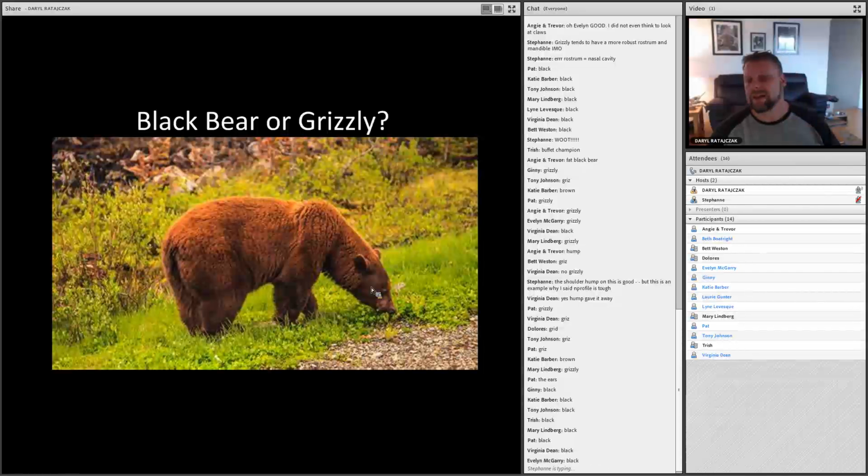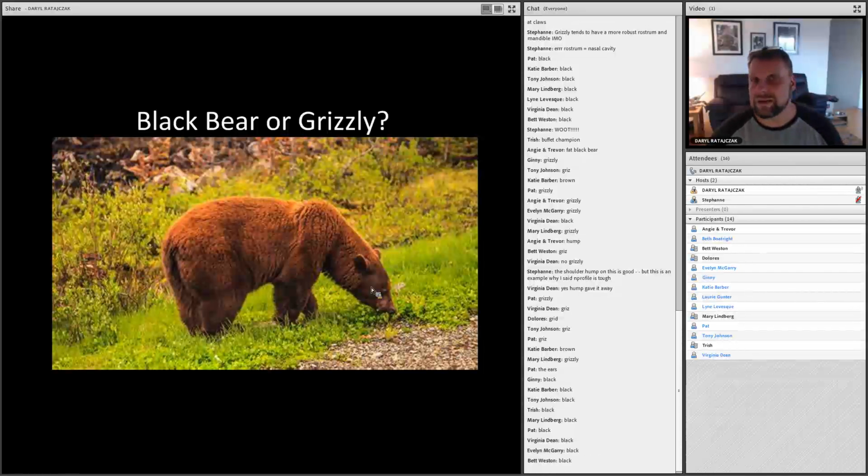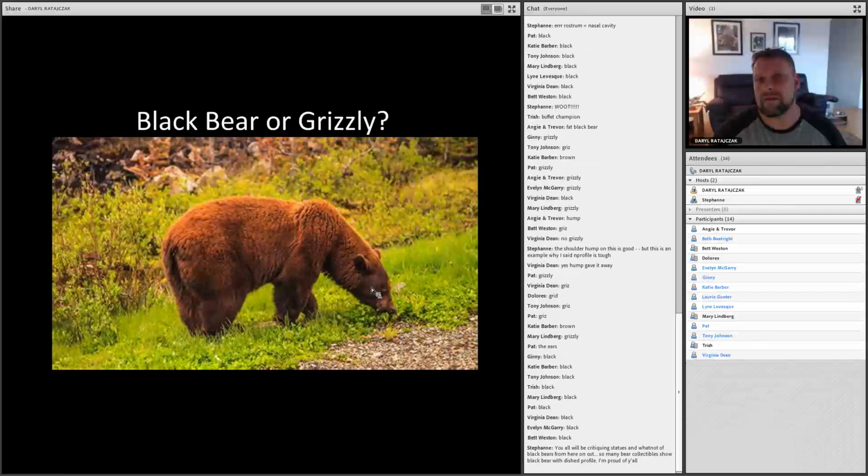Very good. This is a black bear. Now, it does look like this bear has a hump, but understand when a bear has its head down in that position, it's going to over exaggerate its shoulder. And oftentimes that's what you see, especially if you get pictures of black bears. Some black bears look like they got a big hump on them.